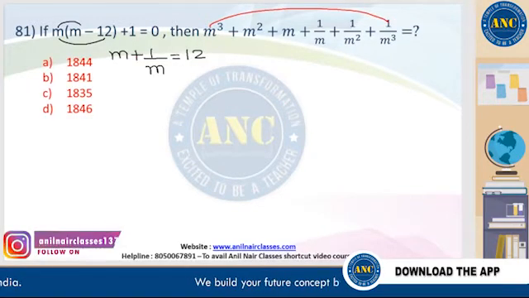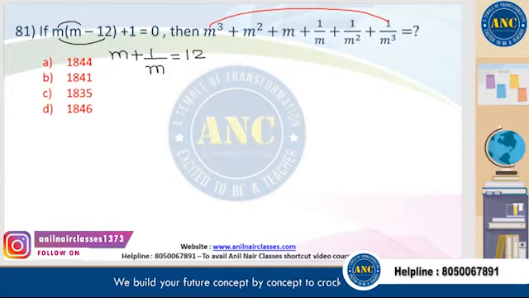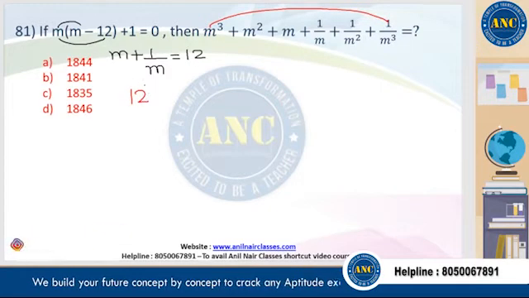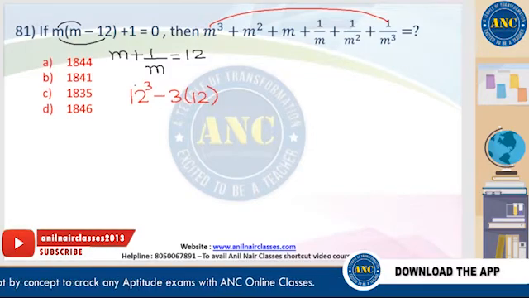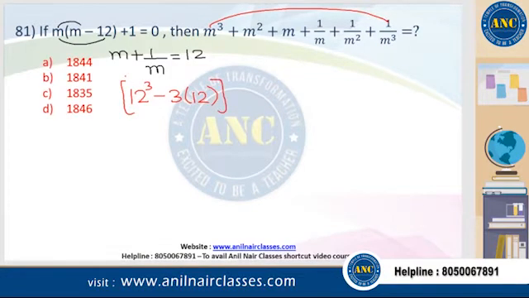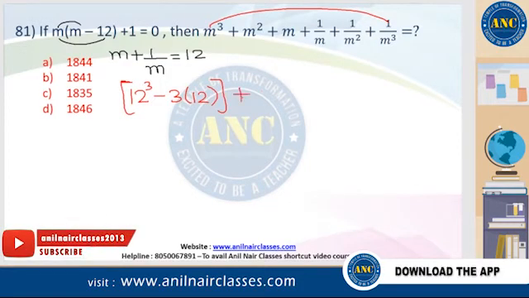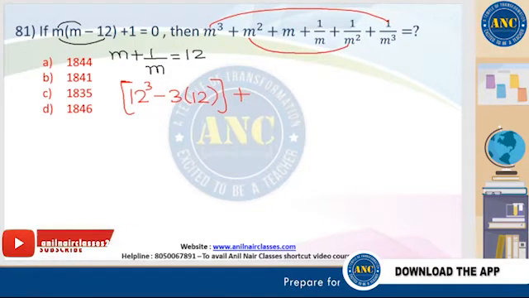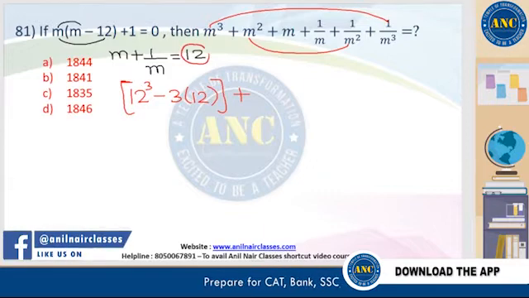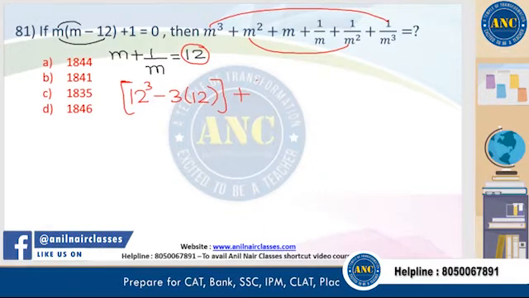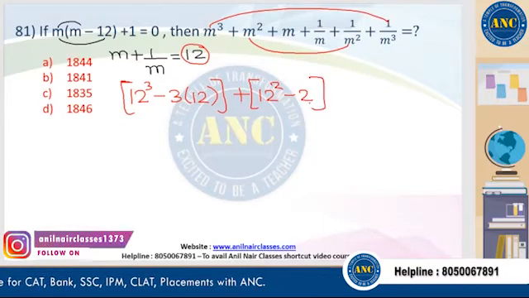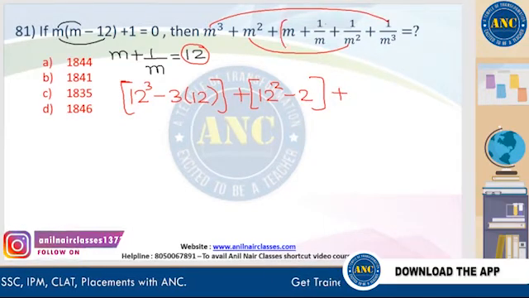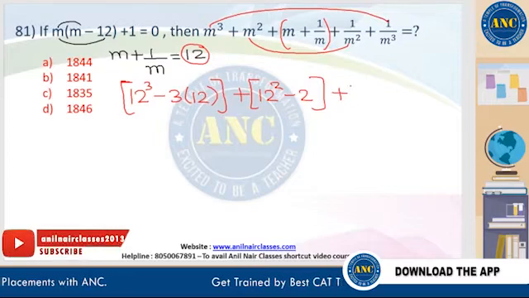Now if I know m plus 1 by m, then m cube plus 1 by m cube will be 12 cube minus 3 times 12. That means I know the value of m cube plus 1 by m cube. This is completed right now. Plus m square plus 1 by m square. If I know m plus 1 by m as 12, m square plus 1 by m square will be 12 square minus 2. So it is 144, plus m plus 1 by m, which is directly known to be 12.